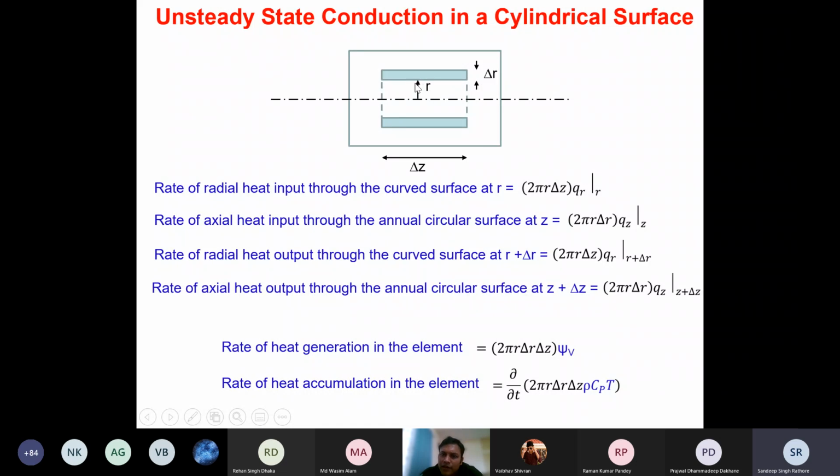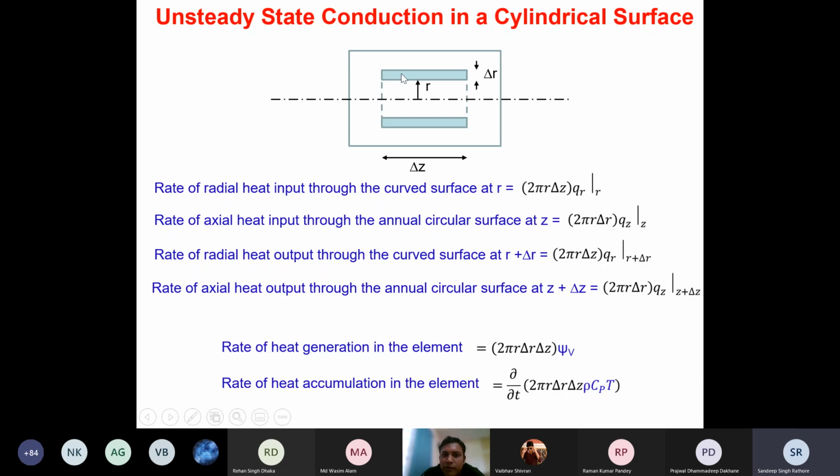So the heat transfer area at this curved surface is going to be what? 2 pi r dz. 2 pi r dz is the heat transfer area, multiplied by the heat flux. Heat flux here is qr at r. Do you all agree with this? Yes, sir. Similarly, this is the radial direction. But what if we look at the axial direction along the Z direction?